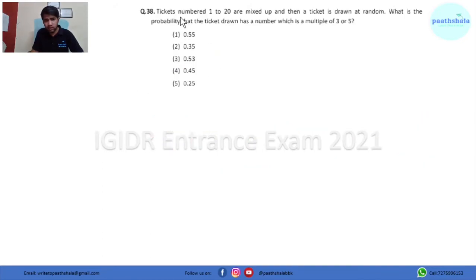So here in this case it is saying that tickets numbered from 1 to 20 are mixed up, and then a ticket is drawn at random. What is the probability that the ticket drawn has a number that is a multiple of 3 or 5? Okay, so first write the multiples of 3, then write the multiples of 5. So multiples of 3 from 1 to 20 are 3, 6, 9, 12, 15, 18. And multiples of 5 will be 5, 10, 15, 20.